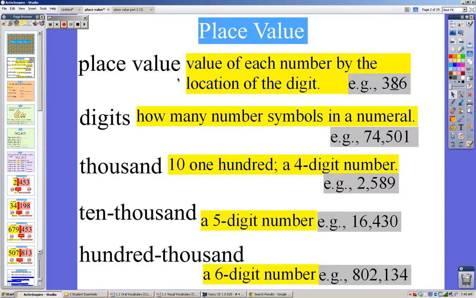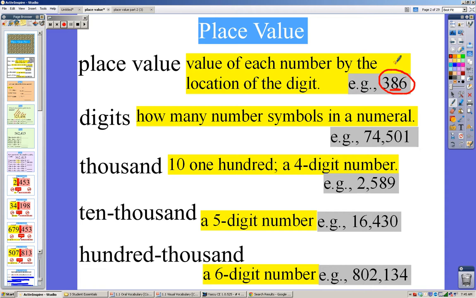First of all, place value. We want to look at the value of each of the digits in these numbers. You can see this right here is 386. And in the number 386, there are 3 digits. We have a 3, we have an 8, and we have a 6. The number 8 is underlined right here, and that number has a certain value.